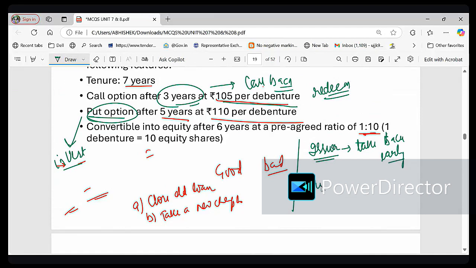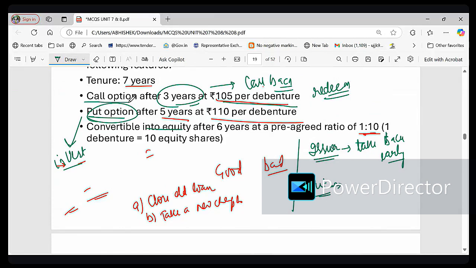Then what is put option? Put option means the investor's right to return it early. Suppose the investor decides, I want my money back, take your debenture and give me my money. That is called put option. And with the call option, the company tells the investor, I am returning your money, give back my debenture. And in a convertible debenture, the debenture is converted into equity, that becomes shares later.